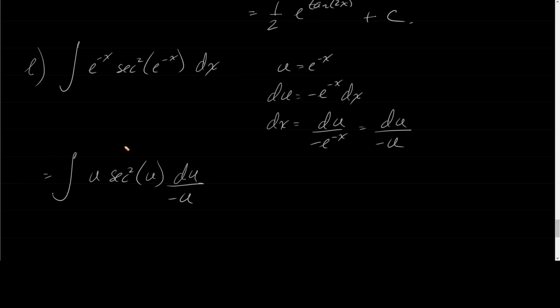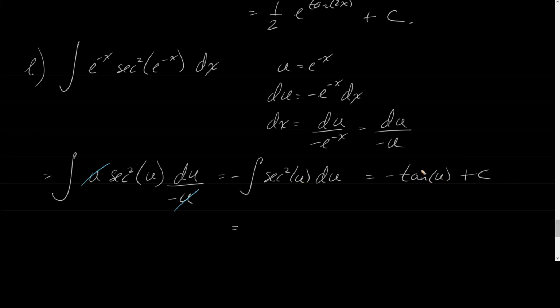At that point, we see that the u's cancel each other out, and we end up with the negative integral, negative because of this one, of secant squared of u du. And the integral of secant squared, well, the derivative of tangent is secant squared, so the integral of secant squared will be tangent. So we have negative tangent of x, not x, our variable was u. We're doing things in terms of u. So negative tangent of u plus c.